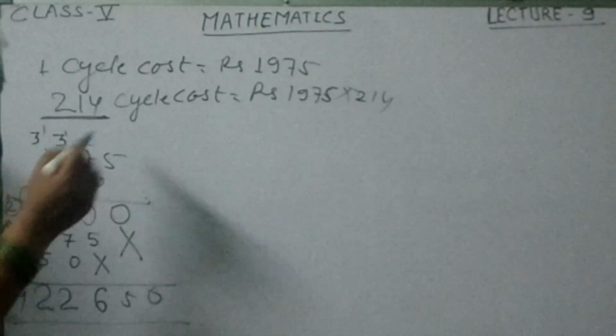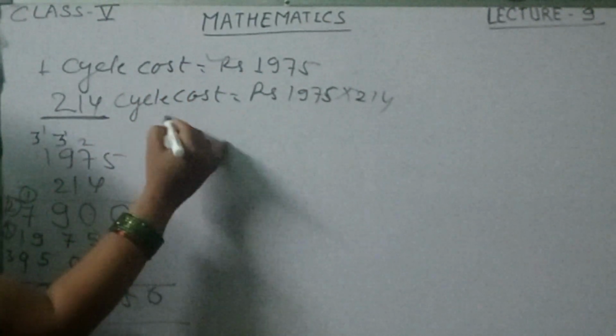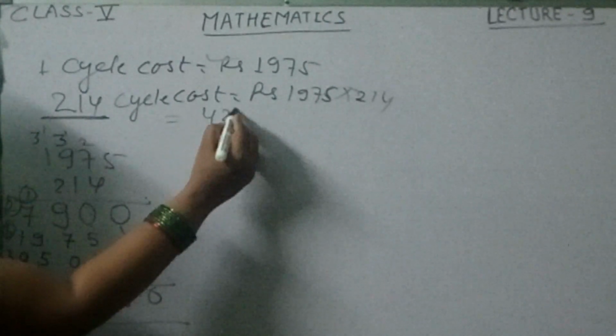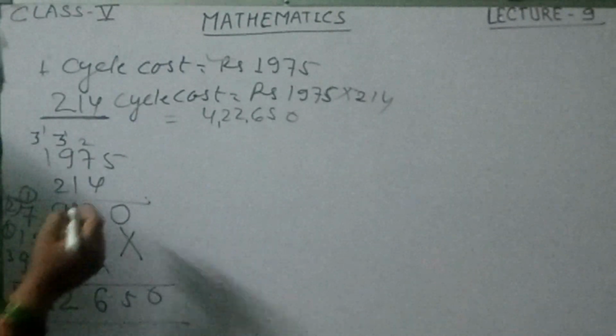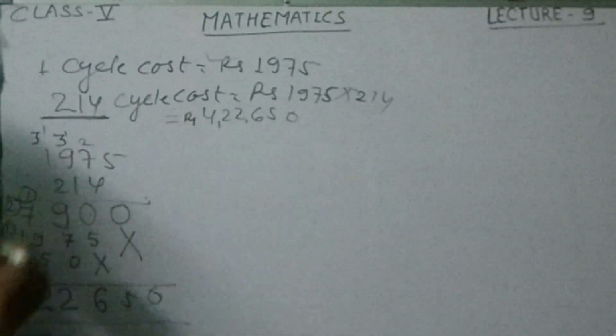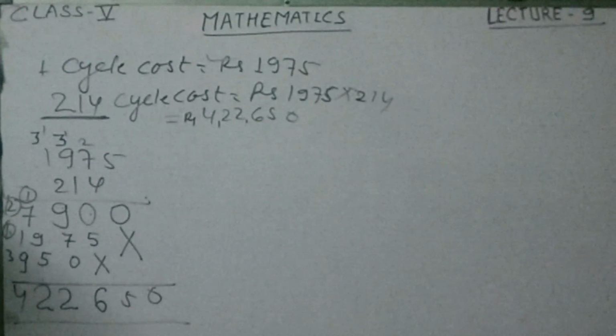One cycle cost is 1975. Then 214 cycles cost is 422650. You have to write 4,22,650. That is the cost of 214. Same way you have to solve.